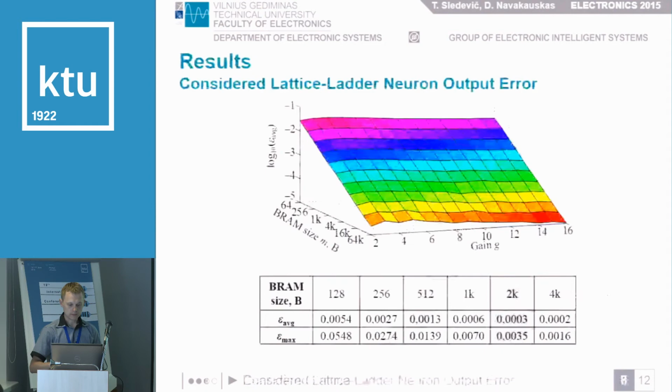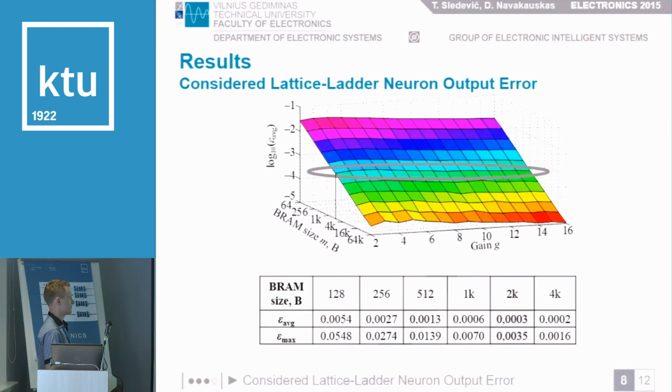So here's the surface of output error, which depends on the dedicated memory size in kilobytes and the gain. After the experimentation, we decided to use 2 kilobytes to store the hyperbolic tangent nonlinear function. The maximum error is less than 0.4%. And we actually work at this point, where it's 2 kilobytes.